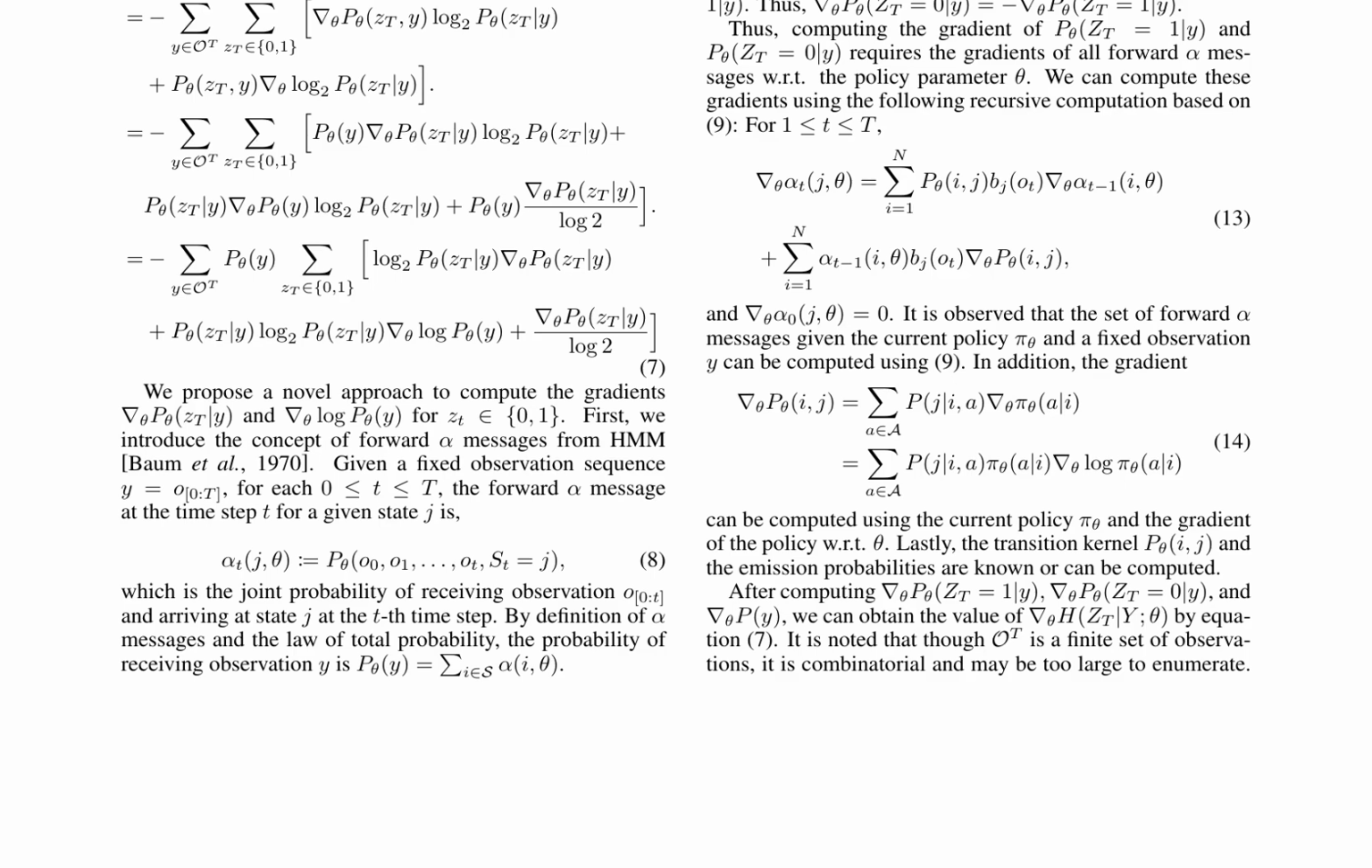The conditional entropy of ZT given an observation sequence Y is computed using the forward alpha messages, and the gradients of p_theta(ZT, Y) and p_theta(Y) are calculated recursively. This work contributes to the field of opacity enforcement planning by providing a new method for synthesizing maximally opacity enforcing controllers, applicable in various domains where information leakage needs to be minimized.